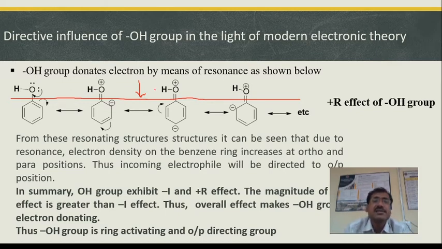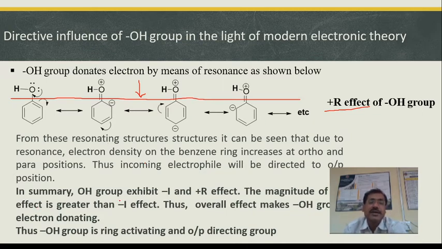What is this effect? This is electron donating resonance effect. Electron donating effect is by convention referred to as plus R effect. So from these resonating structures, it can be seen that the electron density on the benzene ring increases at ortho and para position. Thus, the incoming electrophile will be directed to the ortho para position, not at the meta position, because meta position remains unaffected.